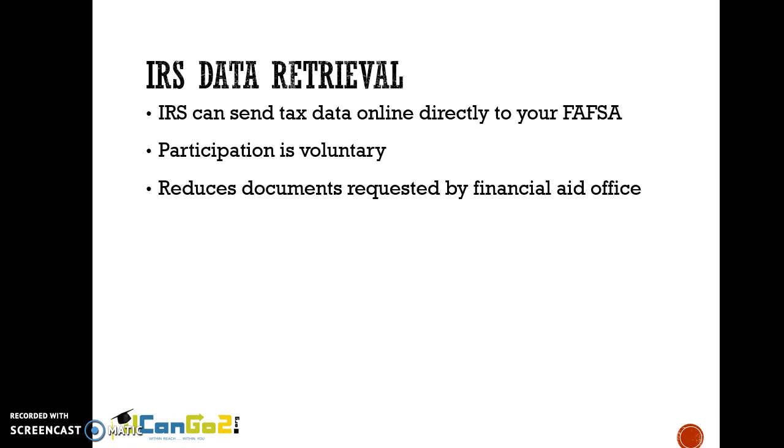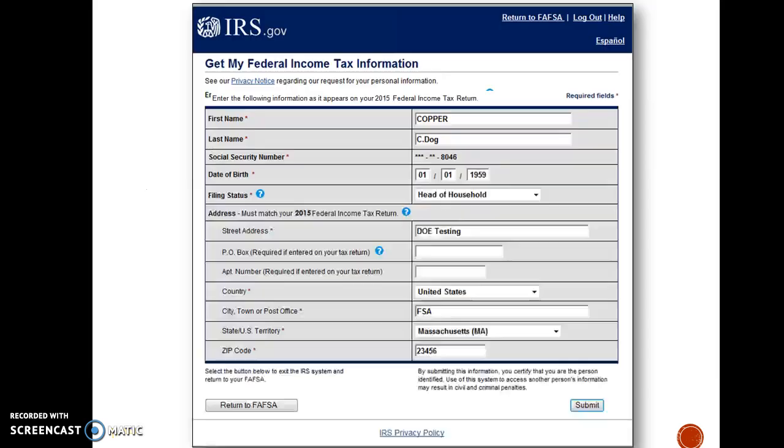But now, with this particular tool, the IRS, with your permission, because participation is voluntary, directly puts the information into your FAFSA form. It reduces documents requested by the financial aid office, because if anything is off, you will be asked to submit documentation proving the numbers that you put into the system. If they're wrong, you will have to go in and correct it. So this is a great tool if you're interested in using it.